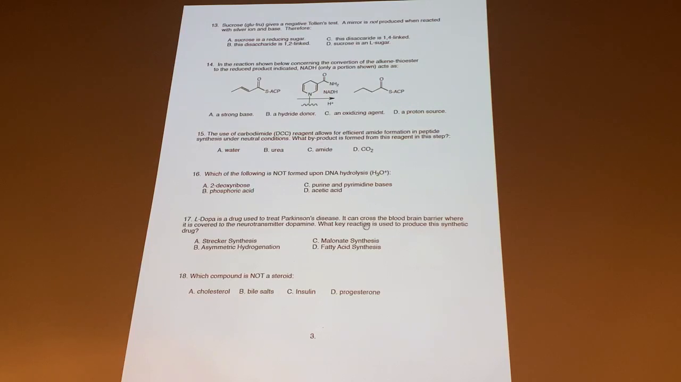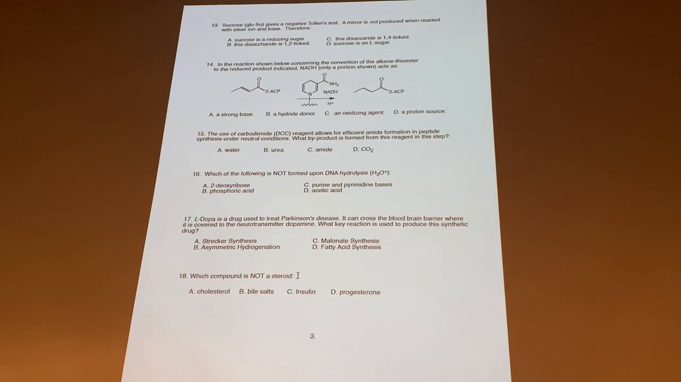L-DOPA treats Parkinson's disease, crosses the blood-brain barrier, is a neurotransmitter. What key reaction is used to produce this drug? Well, I showed you that asymmetric hydrogenation to make that chiral amino acid. That's how a lot of chiral amino acids are made commercially. You need an asymmetric catalyst to do that because they're chiral. The chirality comes from the catalyst. The others are not correct.